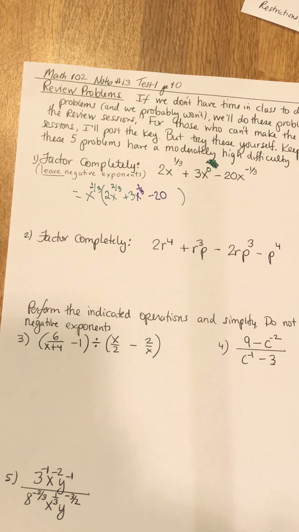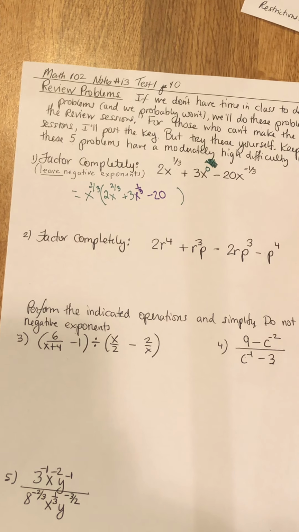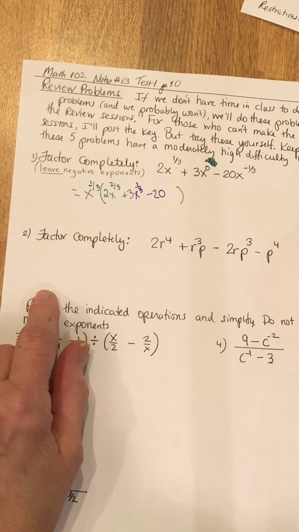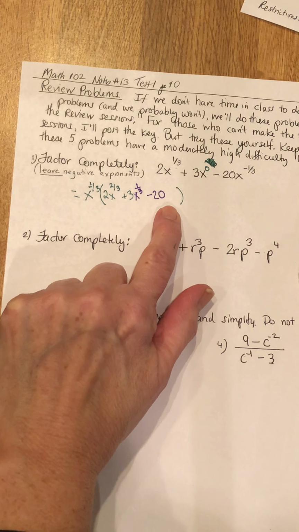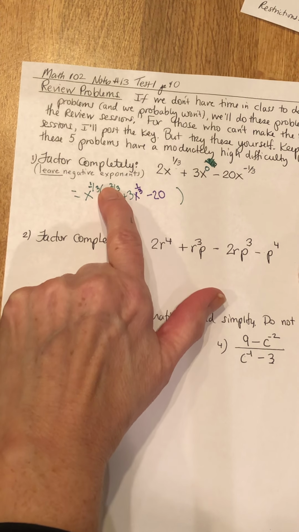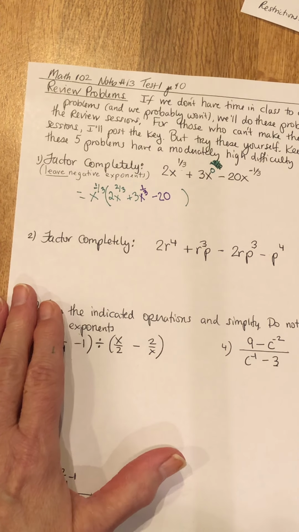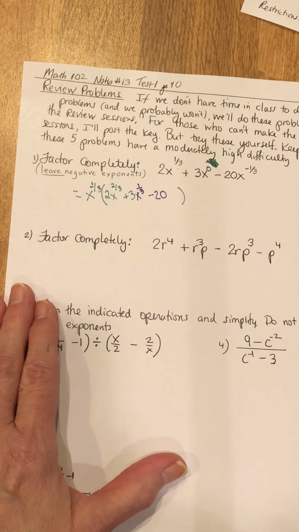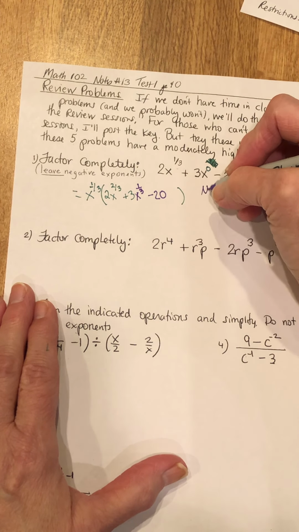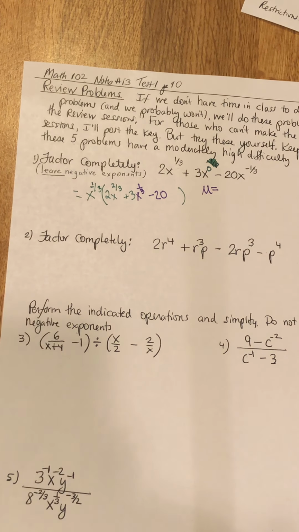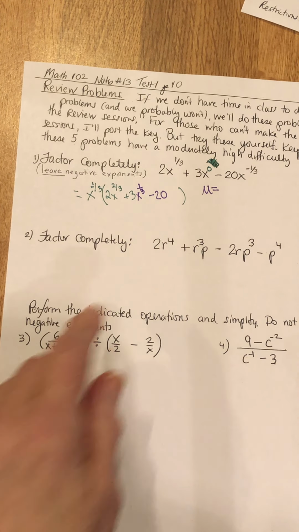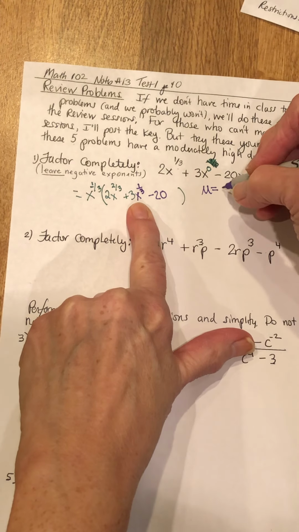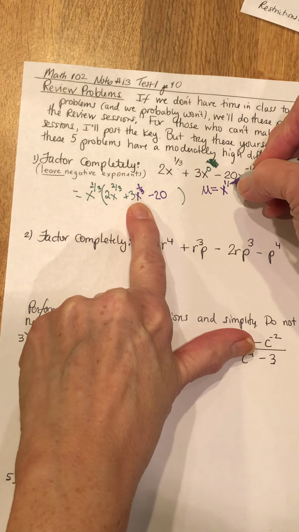All right, are you done? Remember, make sure every factor is prime. And you should be looking at this and going, it has 3 terms. The last term's a constant. Ooh, and this exponent is twice as big as this one. Ooh, this might be in quadratic form. I might be able to use substitution. So I'm going to introduce a substitute variable u. And I'm going to let u be x to the 1/3. It's always the smaller of the 2 exponents.